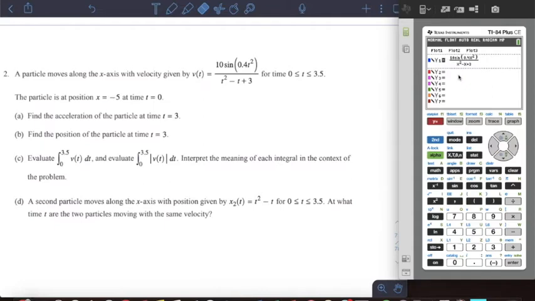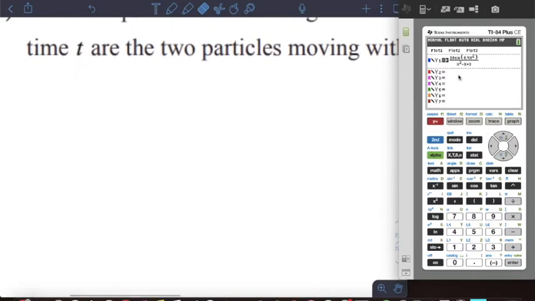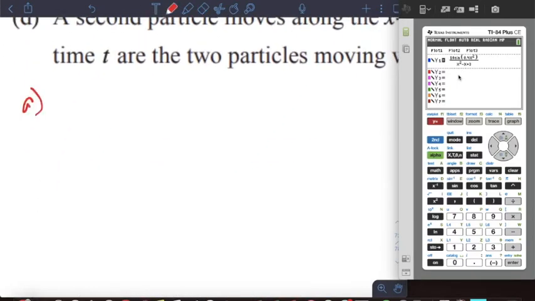Part A says find the acceleration of the particle at time t equals 3. So for part A, for t equals 3, remember velocity and acceleration are related to each other. Acceleration is just the derivative of velocity. So if I want the acceleration of the particle at time t equals 3, then I just want the derivative of the velocity at 3.